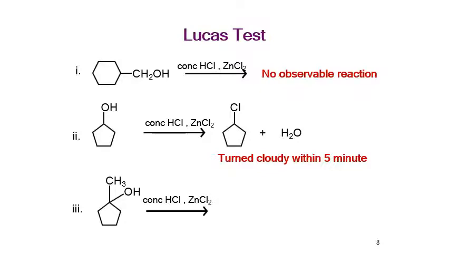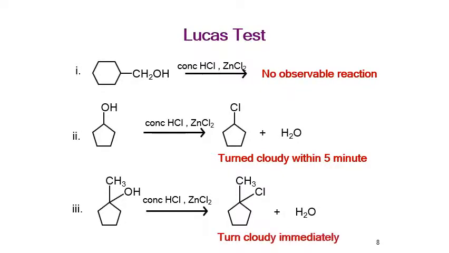And number 3, a tertiary alcohol, for example methylcyclopentanol, treated with Lucas reagent. The product formed is 1-chloro-1-methylcyclopentane plus water. The observation is the solution turns cloudy immediately.